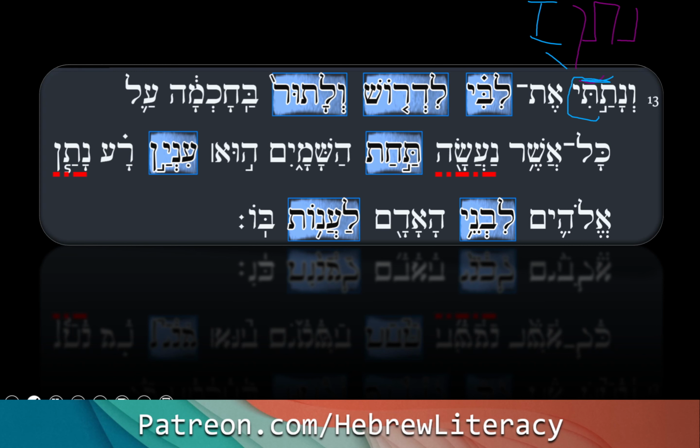Okay. Venatati is not a vav conversive. So, I permitted, I gave et, the definite direct object marker, et libi. So look, it's a construct. Why is it marked as a construct? Well, it's because of the yod at the end.